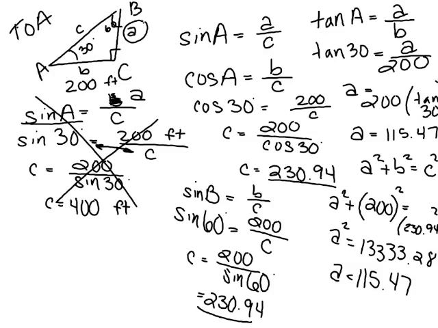Okay, so we got the same thing. So we solved for C, we solved for A, and we solved for the angle B. So they gave us two things and we solved for everything else.